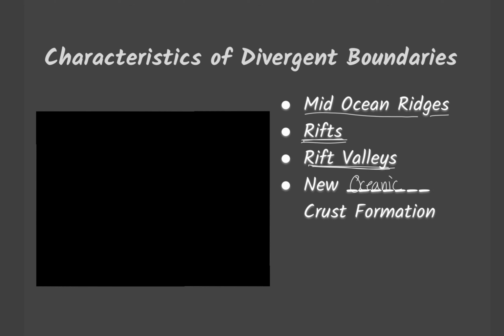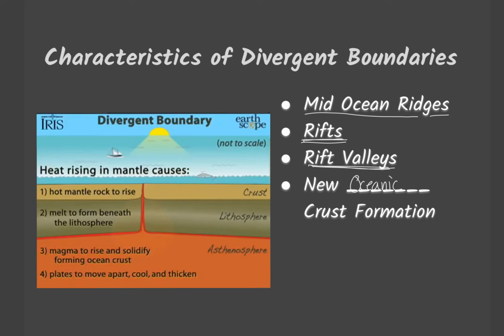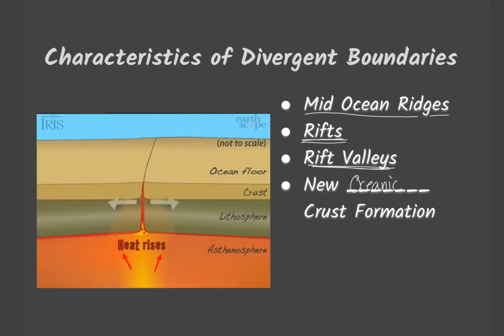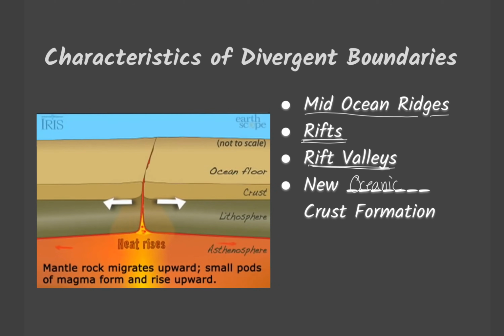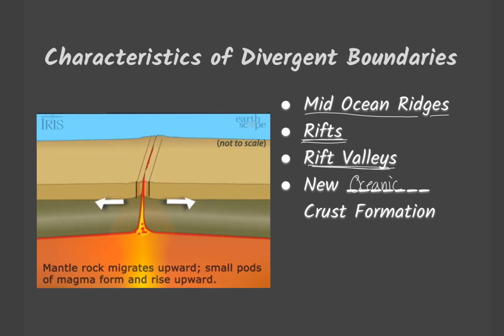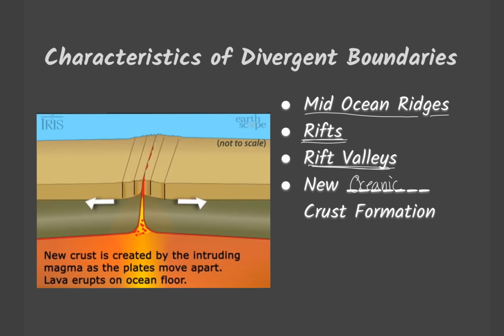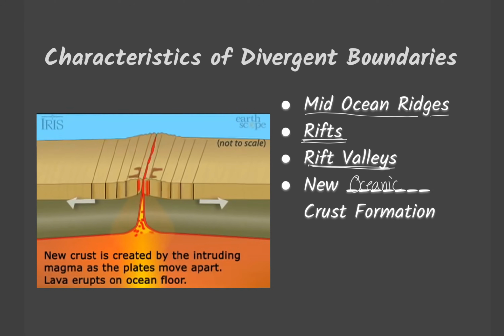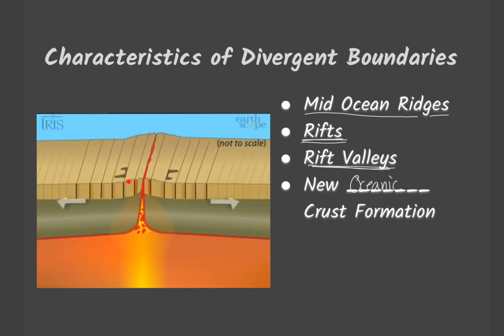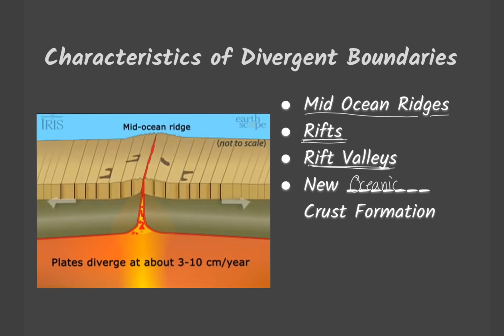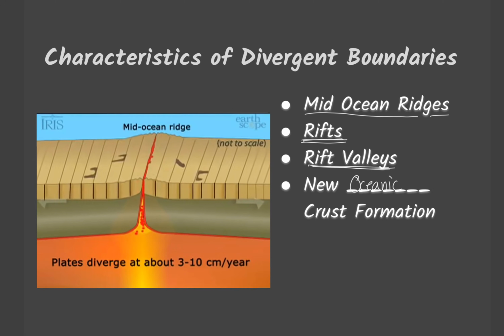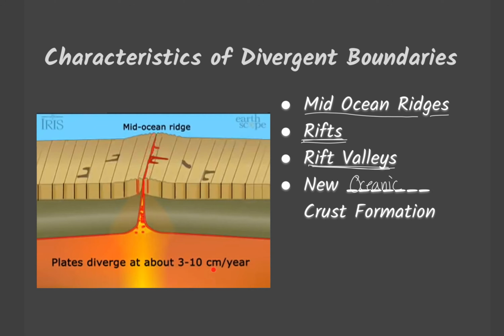Attached to this presentation is a little video that will hopefully help explain divergent boundaries. So we can see the heat is rising up, the mantle is migrating, and then we get magma pushing up through the lithosphere and through the crust. See that here, and eventually that causes the crust to spread in opposite directions. So the oceanic crust is spreading apart at our mid-ocean ridge. And this is very slow. It's only moving about 3 to 10 centimeters a year, which is pretty close to the rate that your fingernails grow.